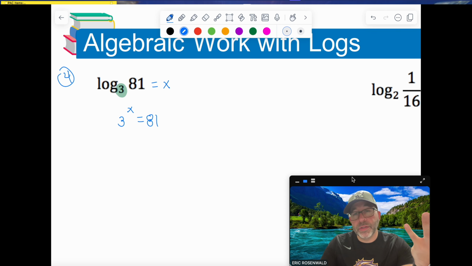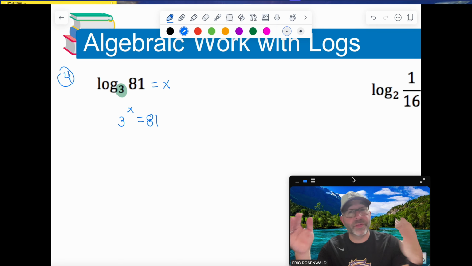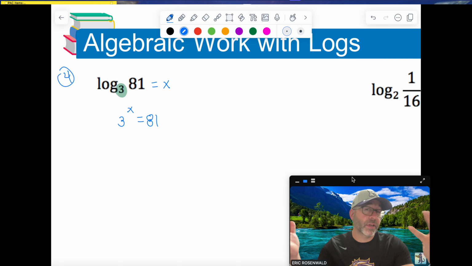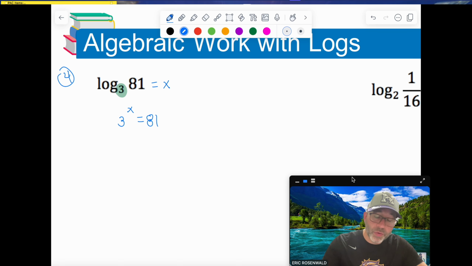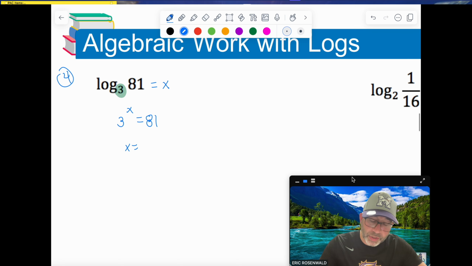And now you can mentally do this. Again, there are so many different ways you can go about this. You'll figure out over time which one's easiest. You would say to yourself, 3 to what power is equal to 81? Well, that means that x is simply going to equal 4. Let's say I want to use the one-to-one property: 3 to the x is equal to 81.